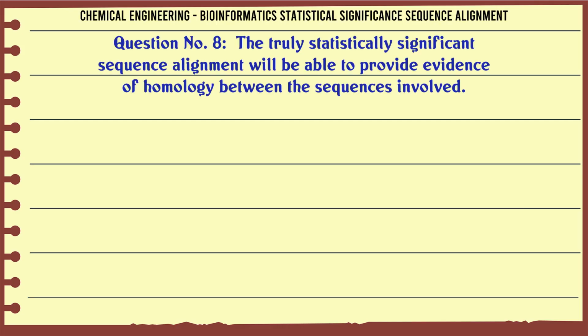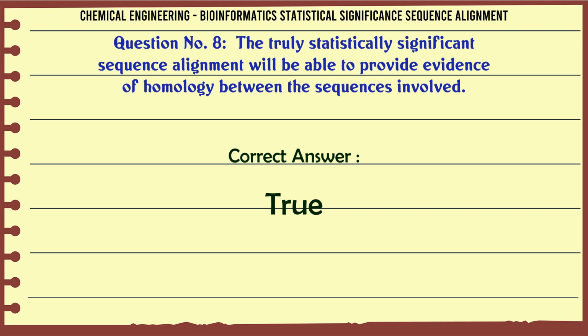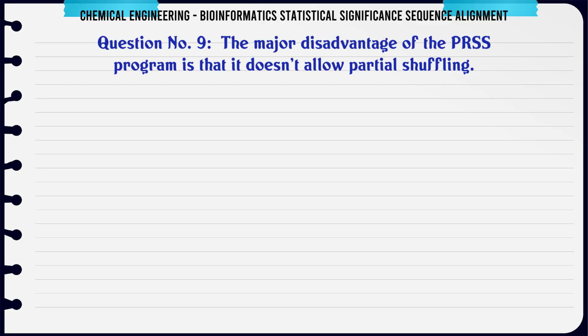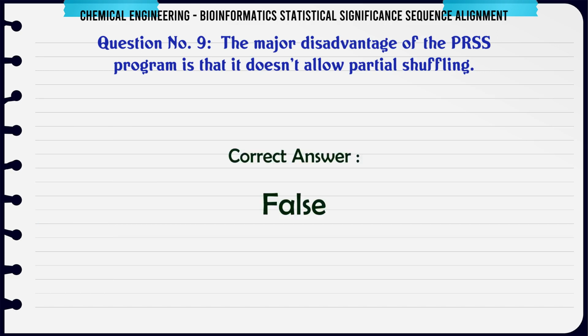A truly statistically significant sequence alignment will be able to provide evidence of homology between the sequences involved. A. True, B. False. The correct answer is true. The major disadvantage of the PRSS program is that it doesn't allow partial shuffling. A. True, B. False. The correct answer is false.